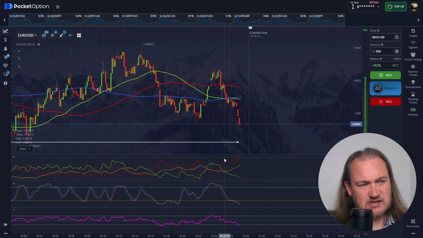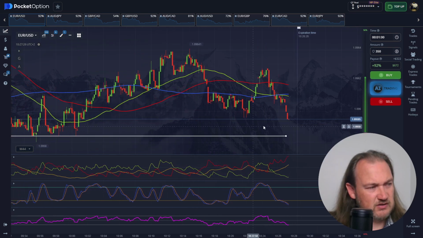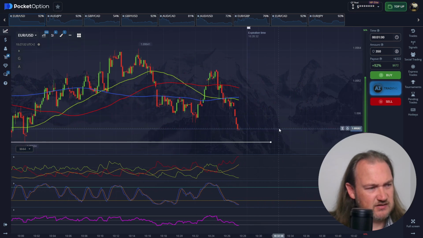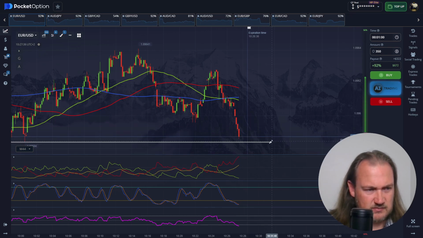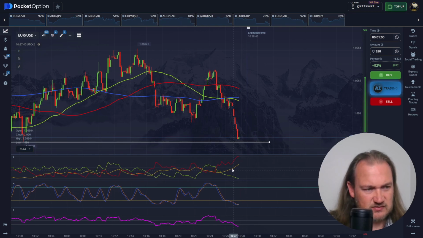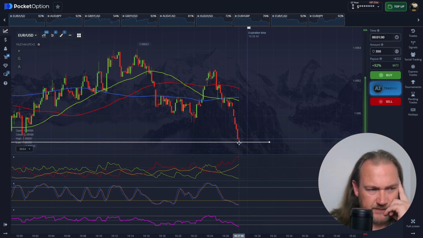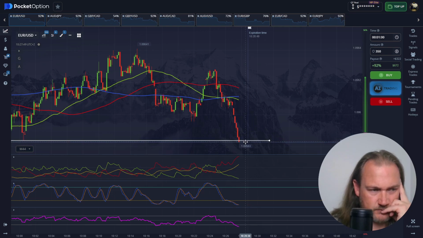Okay, so again, we know that this area here has been quite strong, and we're going to see if we get a valid entry at this point. Okay, so ADX is coming up really strong. I'm not going to risk taking a buy on this level.